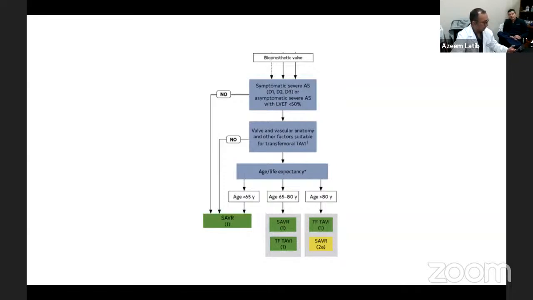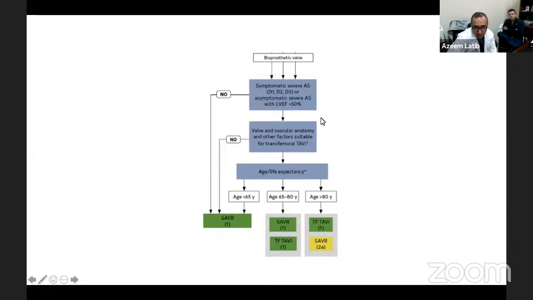Juan, do you have any comments? No, I think they are reasonable and reflect all the data we have right now. Obviously it takes into consideration the historical data with surgical replacement, and is a very, very reasonable and, as you're saying, simplified approach. All right.